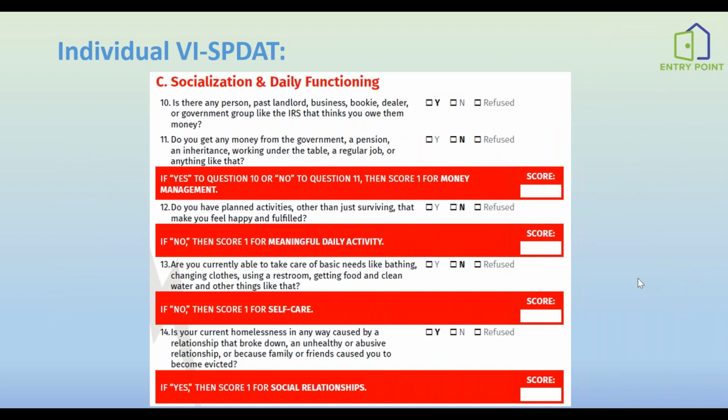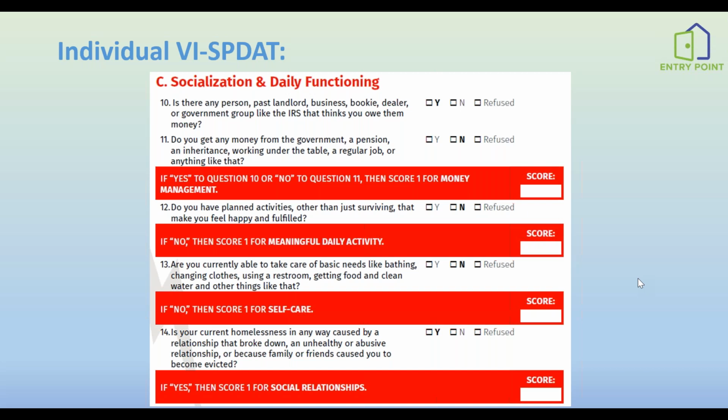Moving on to section C, socialization and daily functioning. Question 10: is there any person, landlord, business, bookie, dealer, anybody, government group like the IRS that thinks we owe them money? Right now, this time of year, a lot of us have the IRS thinking that we owe them money, right? But there are so many reasons why someone might be in a predicament where someone thinks that we owe them money. Now, this is not any kind of proof or determination of whether we actually owe someone money.